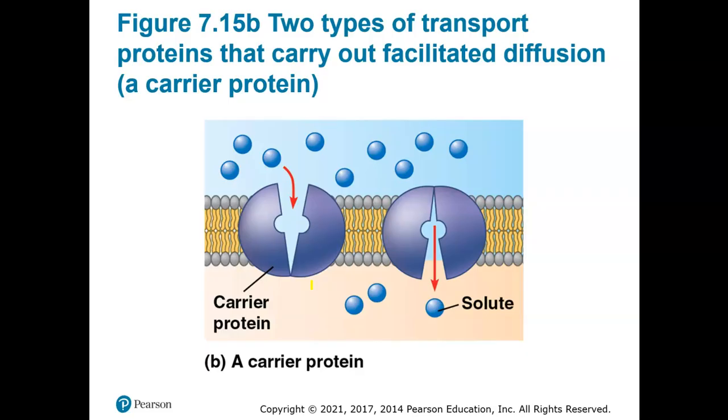Carrier proteins are similar to channel proteins, but they're going to change shape. So you can see that happening here. The solute molecule is the blue round molecule, and its concentration is high outside the cell. So it's going to bind with the carrier protein, cause that carrier protein to change shape, open up, and release it into the cell where its concentration is lower.